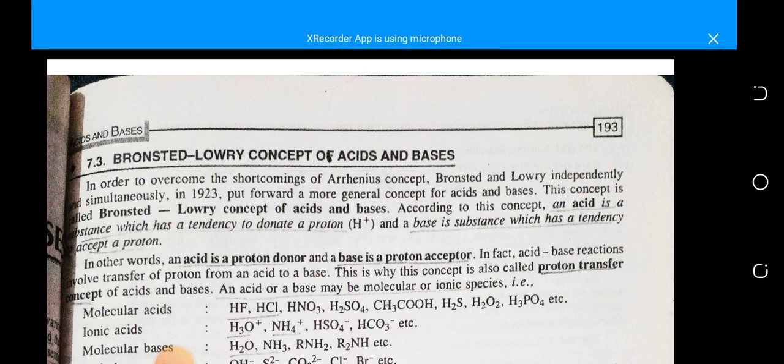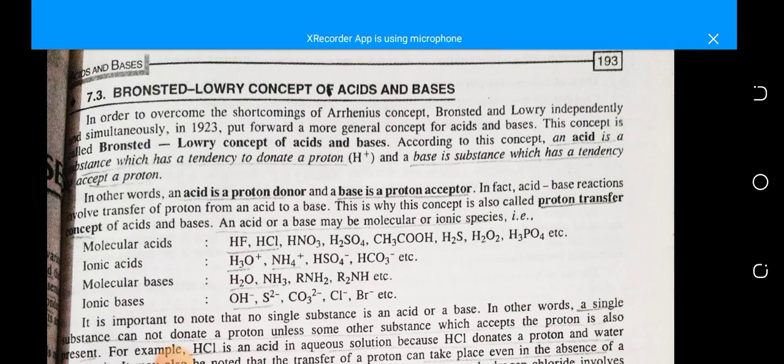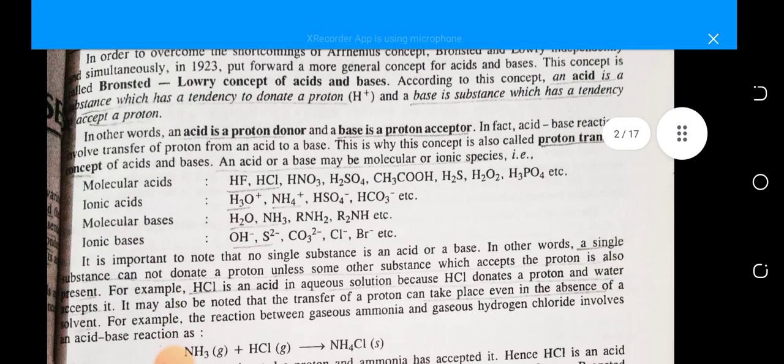According to this concept, an acid is a substance which has a tendency to donate a proton, and base is a substance which has a tendency to accept a proton. In other words, an acid is a proton donor and base is a proton acceptor. In fact, acid-base reactions involve transfer of proton from an acid to a base. This is why this concept is also called proton transfer concept of acid and base. An acid or base may be a molecular or ionic species.